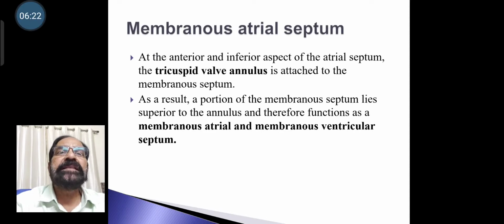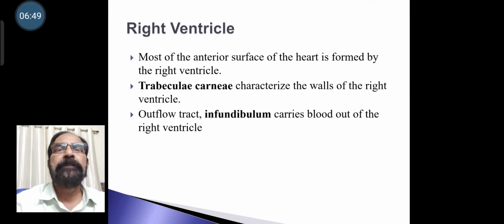Membranous atrial septum. At the anterior and inferior aspect of the atrial septum, the tricuspid valve annulus is attached to the membranous septum. As a result, a portion of the membranous septum lies superior to the annulus and therefore functions as membranous atrial septum and membranous ventricular septum.